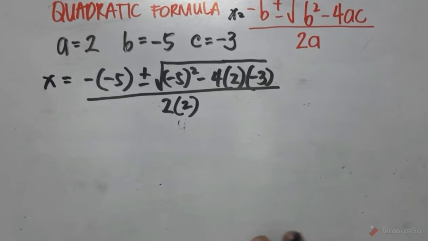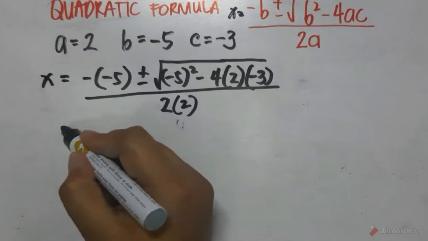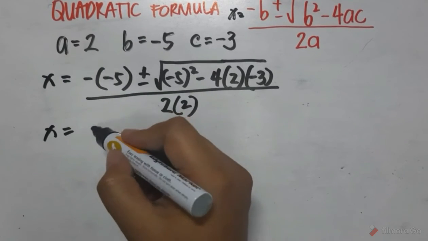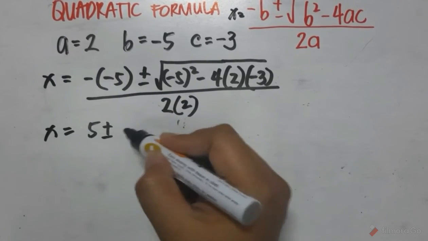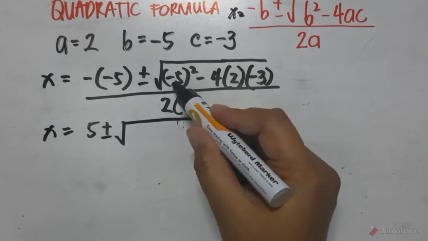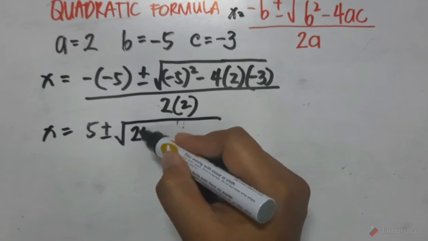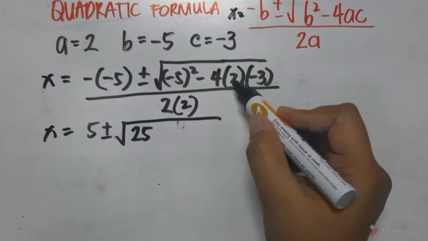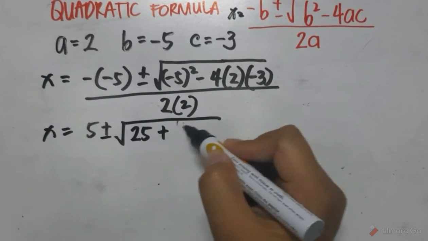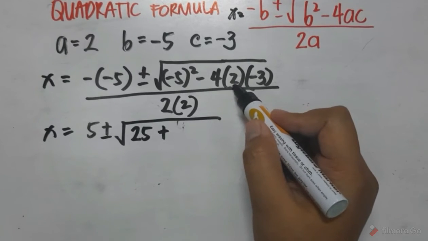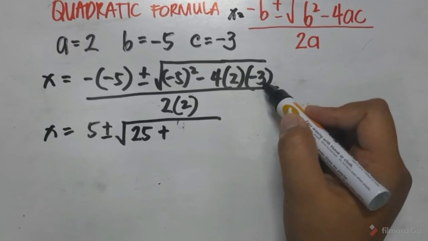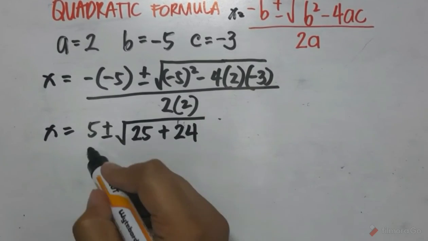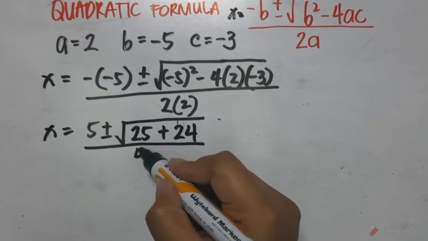Then we continue solving this. Negative times negative is positive 5, plus and minus the square root of negative 5 squared, 25. Negative times positive is negative. Negative times negative is positive. 2 times 4 is 8, times 3 is 24. Okay, over 2 times 2 is 4.